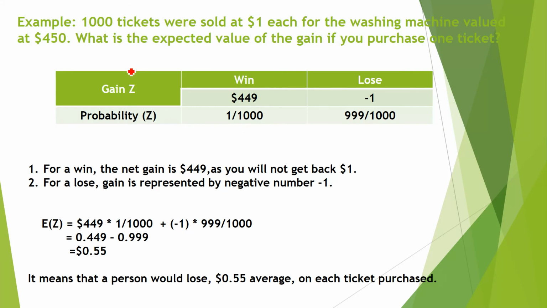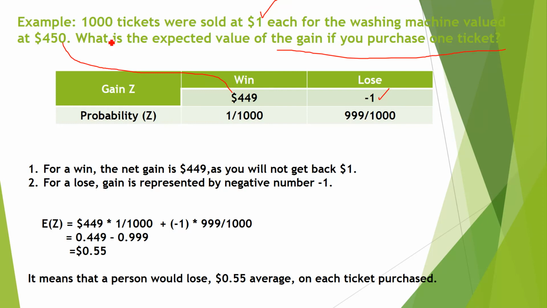Here I have made another example. Suppose 1,000 tickets were sold at $1 each for a washing machine valued at $450. What is the expected value of gain if you purchase one ticket? So see, I have made this table. Win, if you will win, right? The price of the washing machine is 450. It means you will win 449. Why not 450? Because you have purchased the ticket of $1 and you will lose $1. You will win 449 if you win.